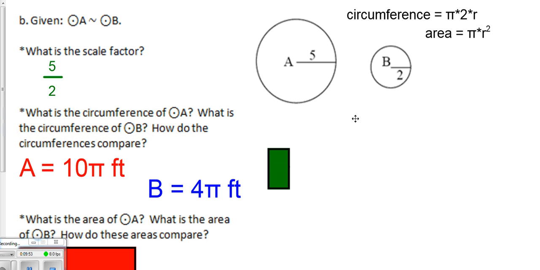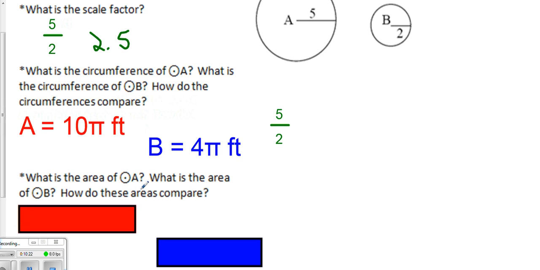How do these compare? How does 10 pi compare to 4 pi? Again, that's a ratio of 5 to 2. So the scale factor going from this circle up to this circle, we're multiplying by 5 halves. And if you don't like that mixed number, that's 2.5. So this times 2.5 we get here. This number times 2.5 gets you here. It's going to be the same scale factor, the same ratio.